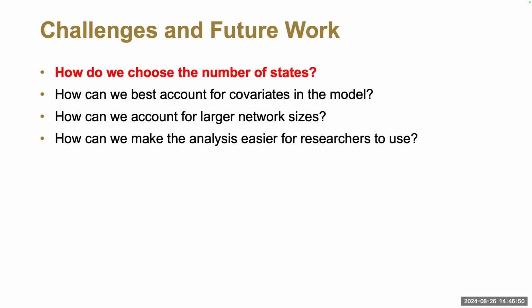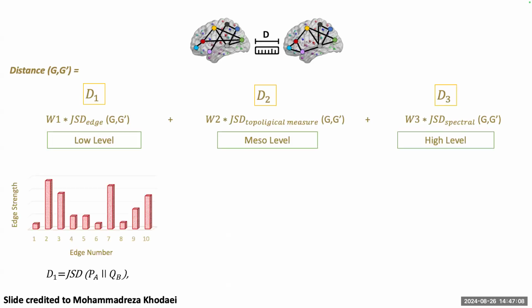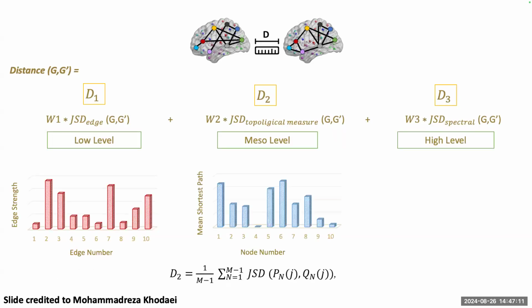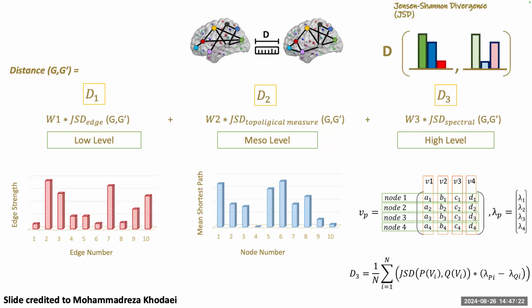And we actually have a student in our lab right now. He's a PhD student in biomedical engineering, Mohammed Reza Kodeh, and he's working on this problem of coming up with a distance measure that will incorporate all 3 of these levels. So his distance measure will have the low level, the meso level, and the high level. He's looking at edge strength at the low level, mean shortest path at the meso level, and eigenvalues and eigenvectors of the graph Laplacian at the high level.